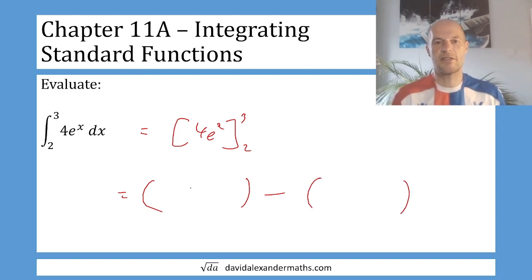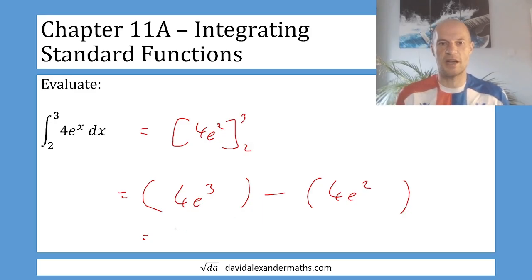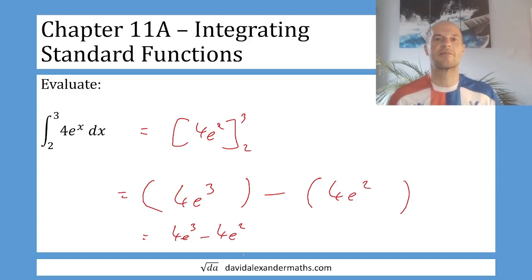We're putting 3 through it first of all, so that's going to be 4e to the power of 3 minus 4e squared. And well, that is our answer. We could factorise out a 4e squared if we wanted to, but we can just leave it as, well, the exam board will tell us how they want an answer presented. But 4e cubed minus 4e squared, that is the exact answer there.